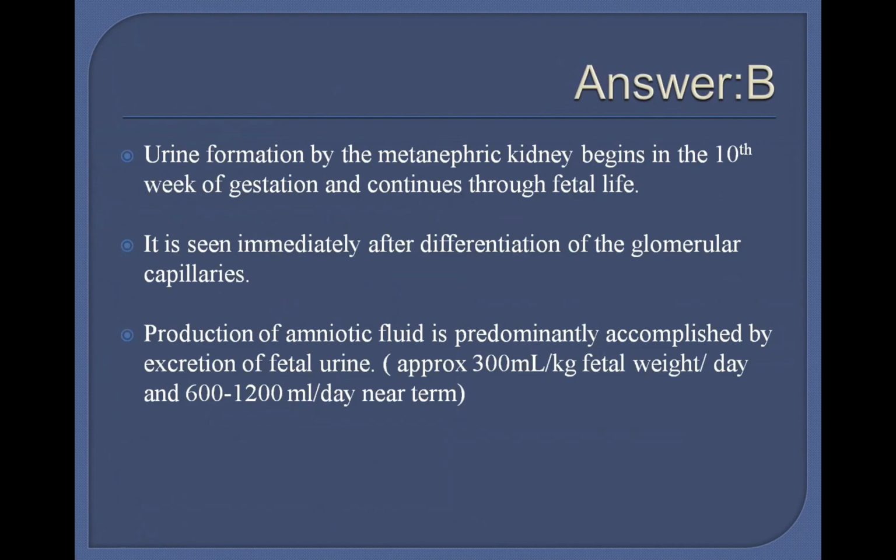So it is seen that urine formation by the metanephric kidney begins immediately after differentiation of the glomerular capillaries, and this happens around the 10th week of gestation. Once this urine formation starts, it continues throughout fetal life. It is important to note that the production of amniotic fluid is predominantly accomplished by this fetal urine excretion. Once the fetus grows, it is approximately 300 ml per kg fetal weight per day, and almost at around term it will.